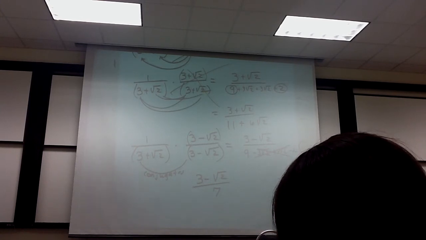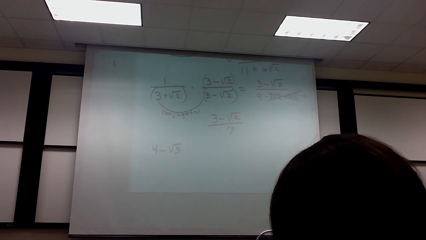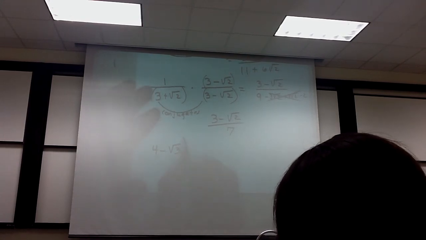Let's try one. By the way, what's the conjugate of 4 minus the square root of 3? 4 plus the square root of 3. Absolutely. Let's multiply those together and see what we get. You've got to FOIL it.